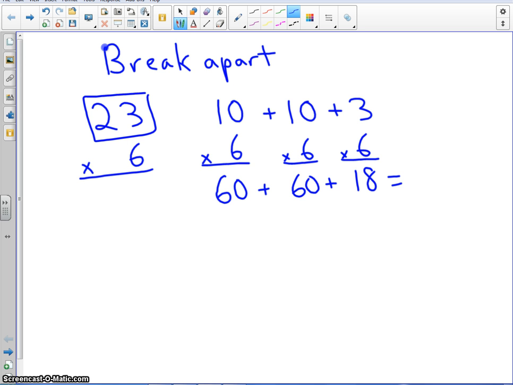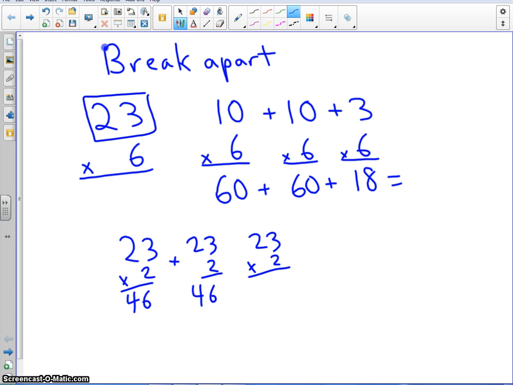All right, so that's one method. And the nice thing about this is it lets them really break this number down however they want, into as many groups as they want. Or they could do the opposite. So instead of 23 groups of 6, I could do groups of 2. So 23 times 2 plus 23 times 2 plus 23 times 2. And I can break this apart because they work on doubling. And once you have those parts, you can add them together to get your answer.